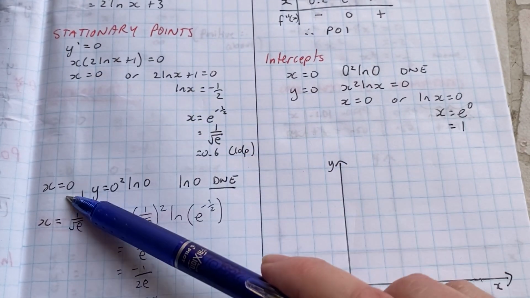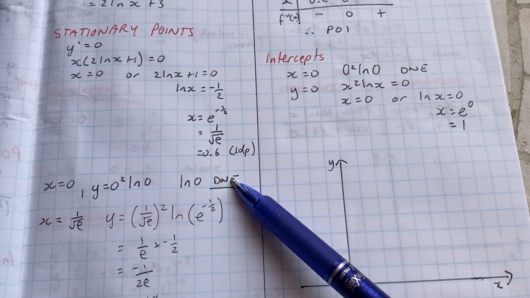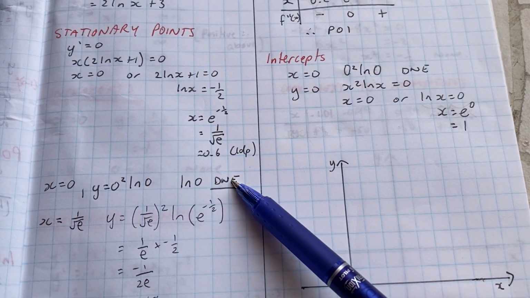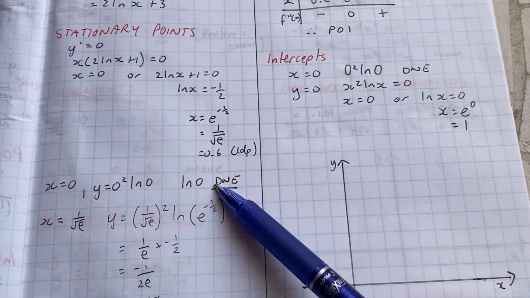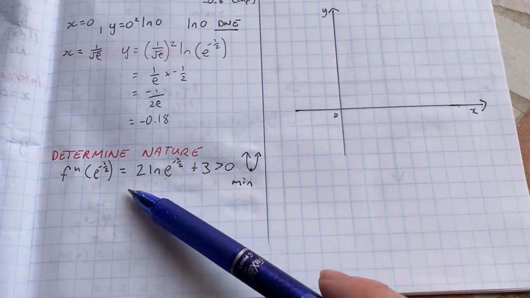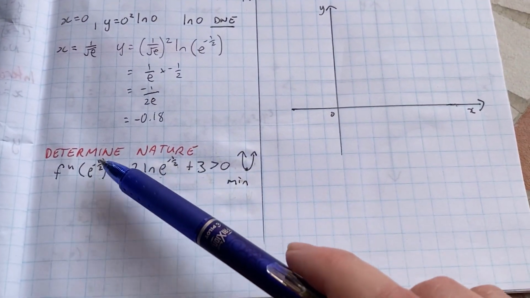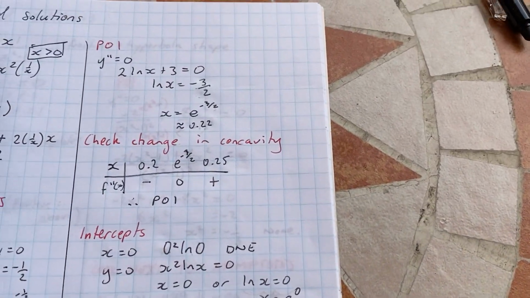But x equals 0, when I put that back in, it doesn't exist. So there's not one at x equals 0. If you look at the graph on Desmos, you'll see that it looks like there was about to be one, but it doesn't actually exist at 0. Okay, to determine the nature, it is a minimum at this one. You can read through all that working on the still shot.